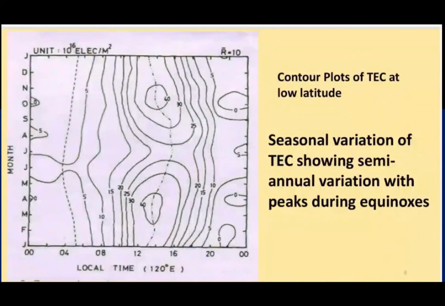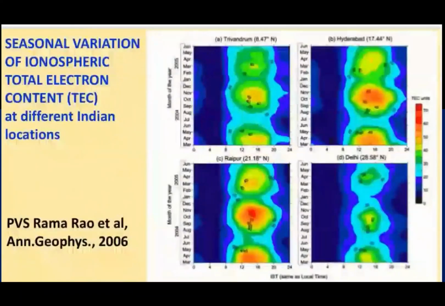So here it indicates a semi-annual variation, the maxima occurring during the equinox season. So this is the typical seasonal variation of the parameter electron content.